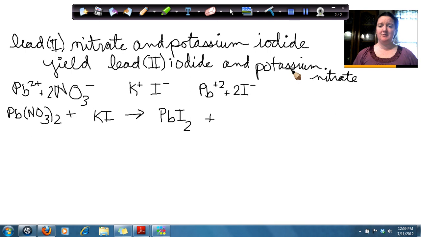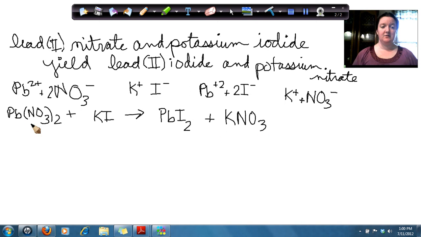Now I'm going to add that with my potassium nitrate. Well, I know potassium, again, has just a +1 charge. And I know my nitrate has a -1 charge, so I'm just taking those 2 ions and adding them together, and that will give me KNO3. So now I have my lead 2 nitrate plus my potassium iodide, yielding my lead 2 iodide plus potassium nitrate.